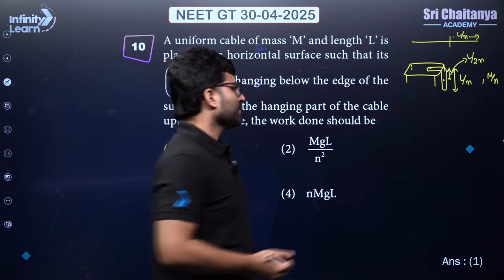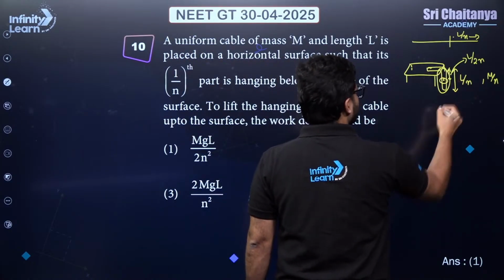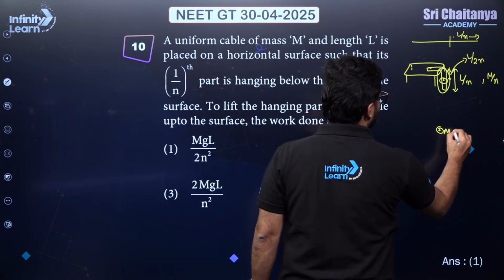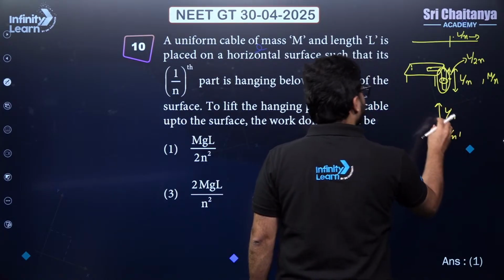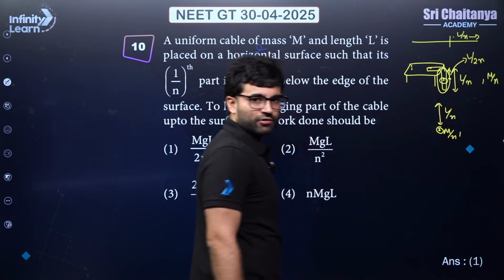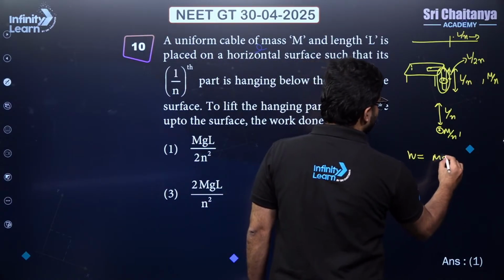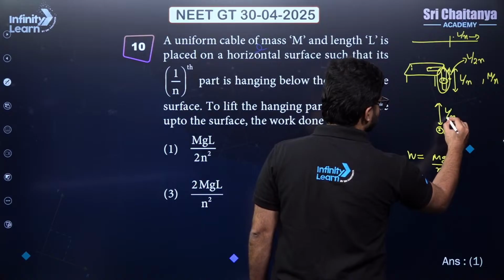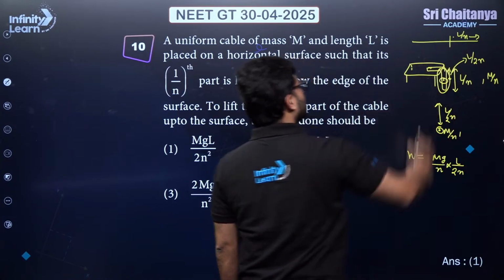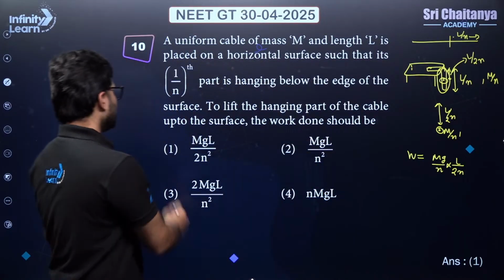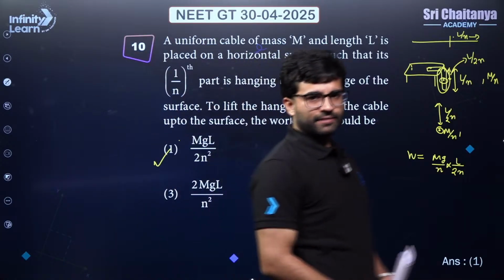I will not leave it, right? So basically what I'm doing is I'm carrying this. I can assume that this whole part is at the center of mass. So this is the mass m by n, and I have to pick this mass and take it through a distance, and the work done would be force, which is mg by n, times distance. This is L by 2n actually, because the center of mass is at a distance of L by 2n. So you will get the answer as mgL by 2n square. Correct? Clear?